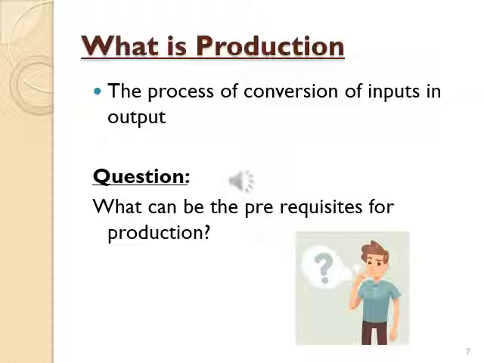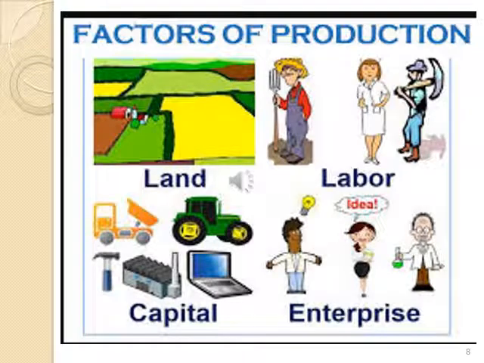So for this production, what are the prerequisites? What are the needed things for the production process to go on? For that, we will bring in now the new concept which is known as the factors of production. The factors of production are the prerequisites for production, which include land, labor, capital, and enterprise. No production whatsoever can happen without these four factors, including land, labor, capital, and enterprise.